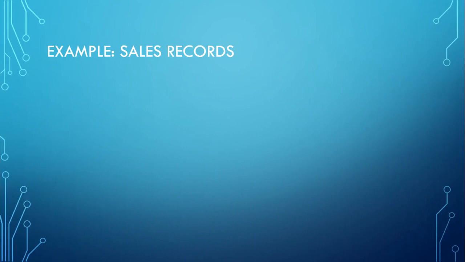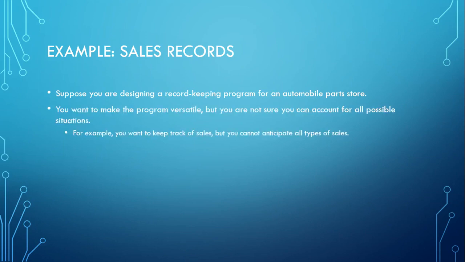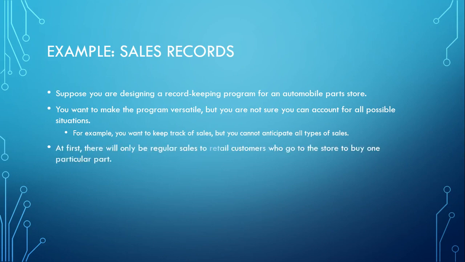All right, so let's look at an example here called sales records. It's going to be a couple of classes that we're going to look at here. And in these examples, we're going to see some stuff with late binding, but we're also going to see some stuff with final. So suppose you're designing a record-keeping program for an automobile parts store. You want to make the program versatile, but you're not sure if you can account for all possible situations. For example, you might want to keep track of sales, but you can't anticipate all types of sales.